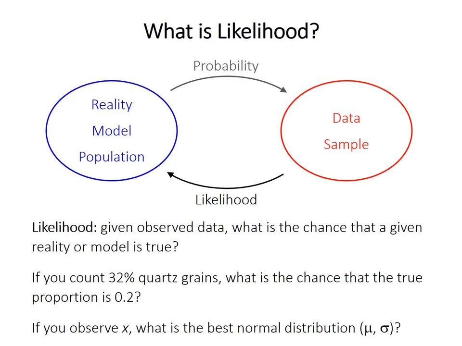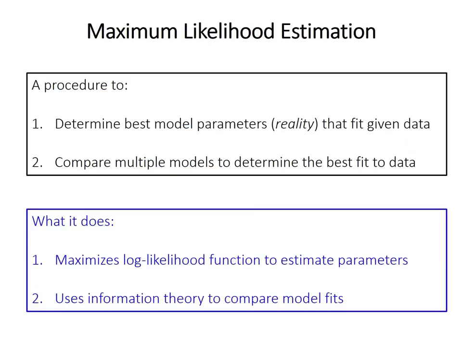Likelihood is just the reverse process. So for likelihood, we want to ask, given some observed data, what is the chance that a given reality or a given model is true? Thinking about this in the reverse way, if we counted 32% quartz grains in a sample, what is the likelihood that the true proportion is 0.2? Or if we observe some data x, what are the best normal distribution parameters, mu for the mean and sigma for the standard deviation, to describe that distribution? So that's likelihood.